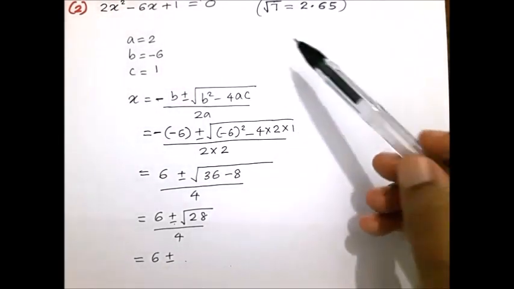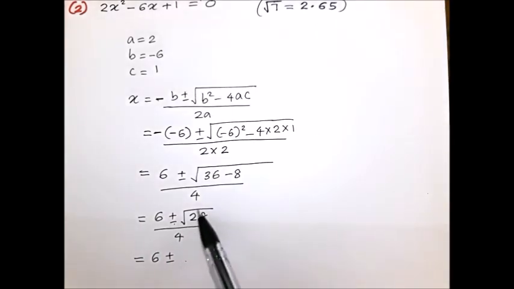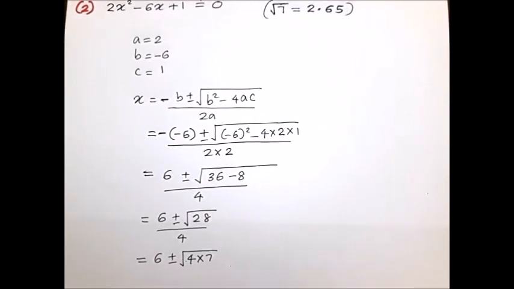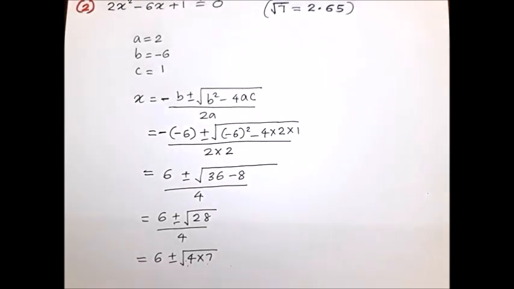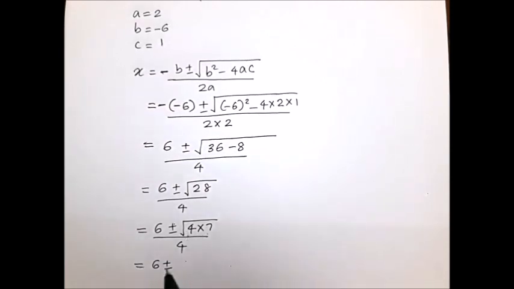In the question, the square root of 7 is given. So you have to arrange this as square root 7. First write this as the product of a square number and another number. It is 4 multiplied by 7. This is a square number, and the value of square root 7 is given in the question. The square root of 4 is 2. Multiply by square root 7, which equals 2.65. Divide by 4.